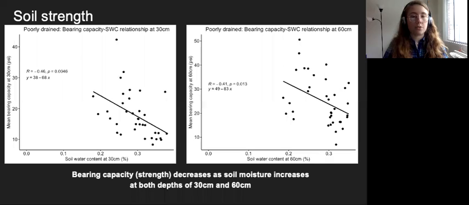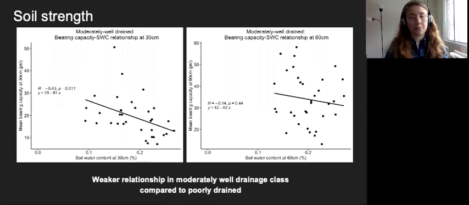Now moving into the soil strength and soil moisture relationships. These figures show for the poorly drained class at a depth of 30 and 60 centimeters, the relationship, which is a weak one, between bearing capacity versus soil moisture. We can see that roughly soil strength decreases as soil moisture increases. And this relationship was also weaker at 60 centimeters depth.